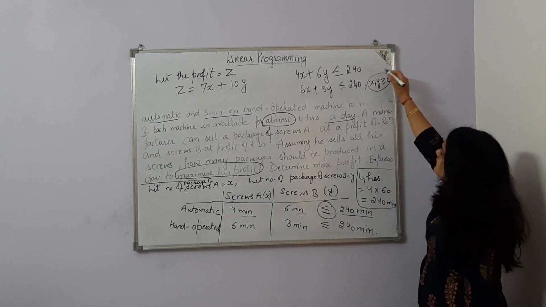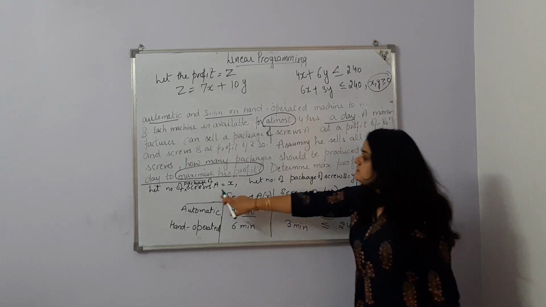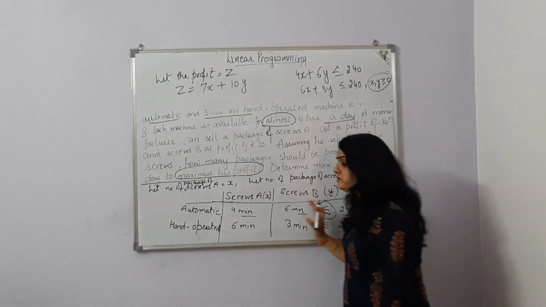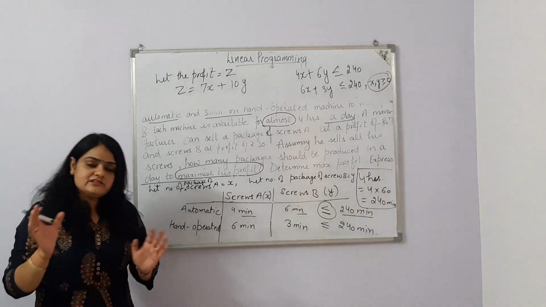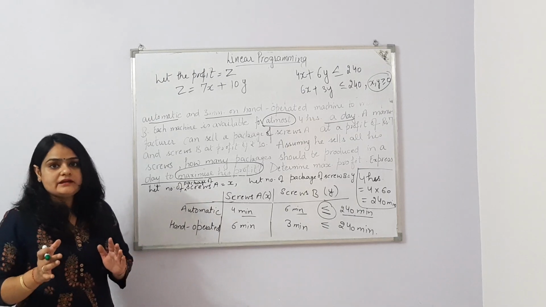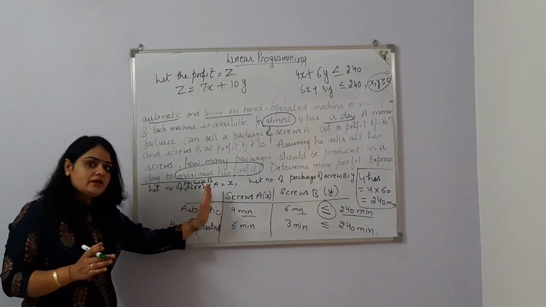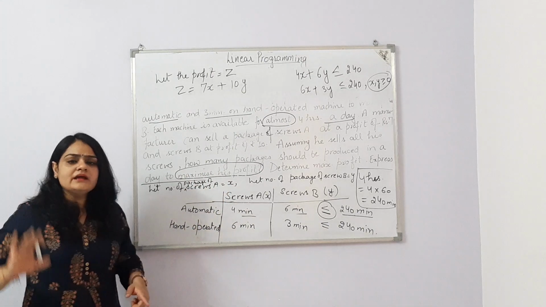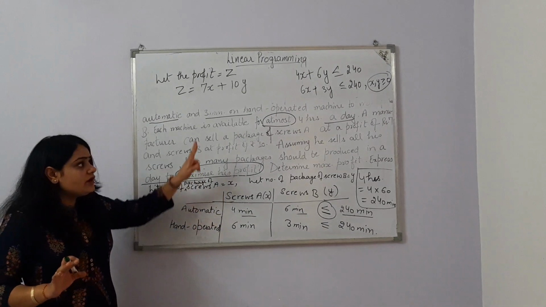Why this constraint? Because x and y are the number of packages of screws. It's up to the manufacturer whether he will produce or not. It cannot be negative, because if the screws are produced by the manufacturer, it can be 1, it can be 2, it can be 10, it can be 100, or it can be 0.